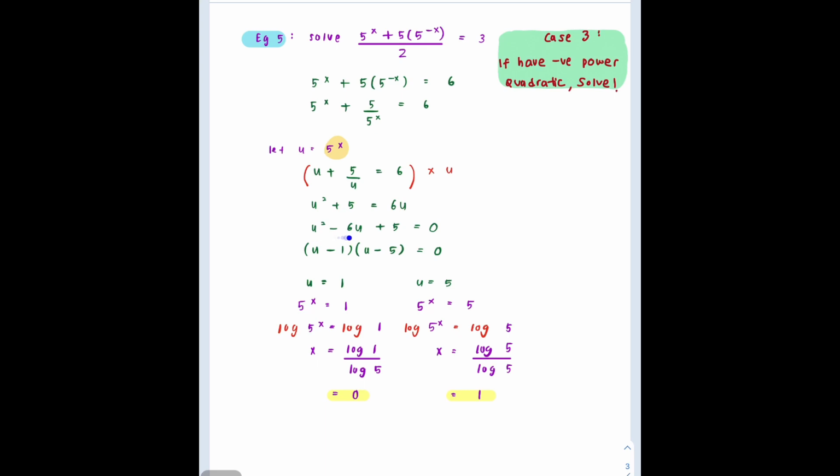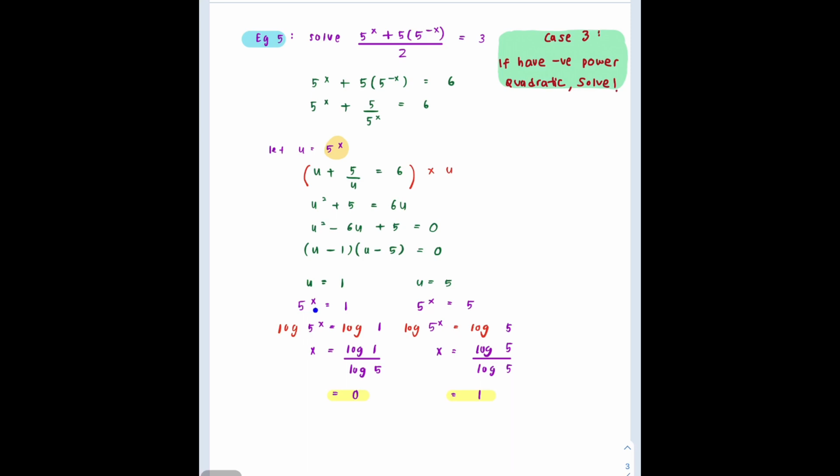So you have a quadratic. That's why you have the quadratic. This one is quadratic and then solve. So how to solve this quadratic? Factor: u minus 1, u minus 5. And then you have u is 1 and u is equal to 5. And then don't forget to substitute back. Your u just now is 5 power of x.